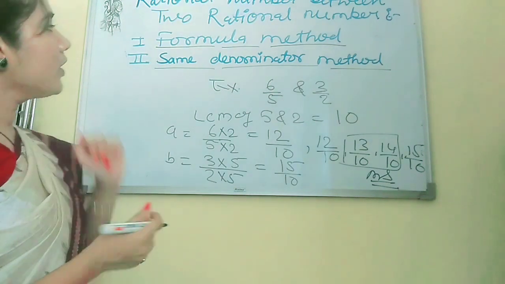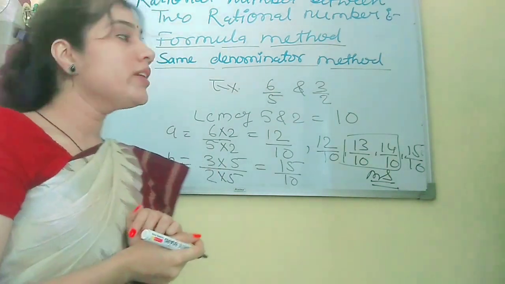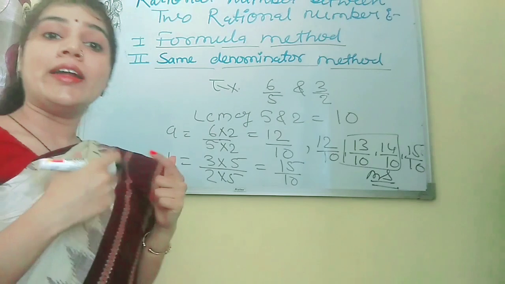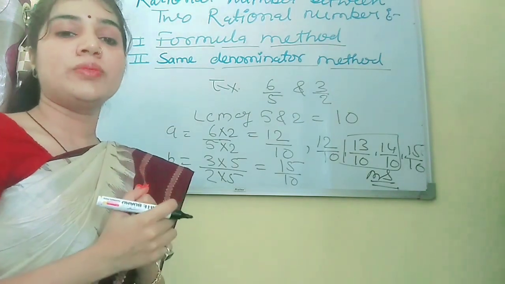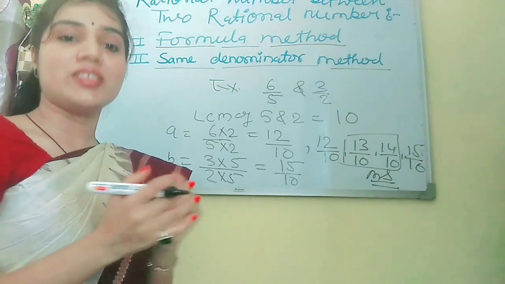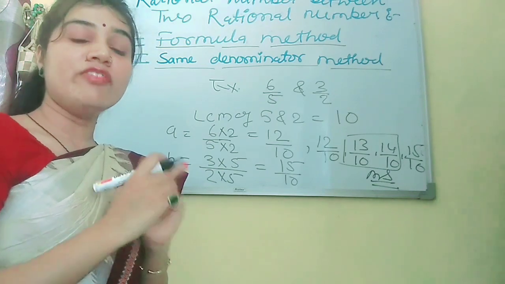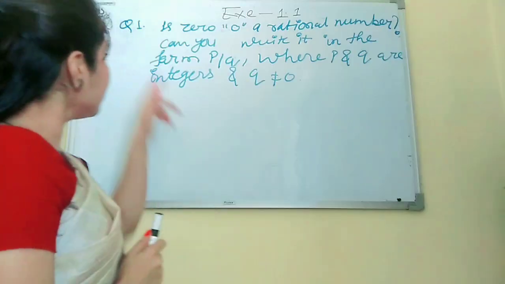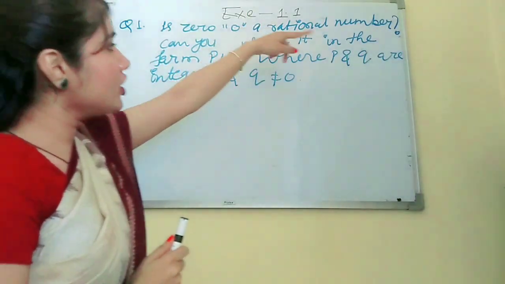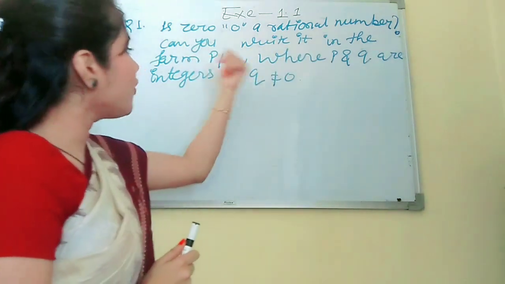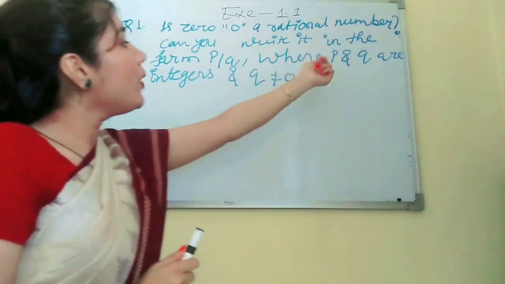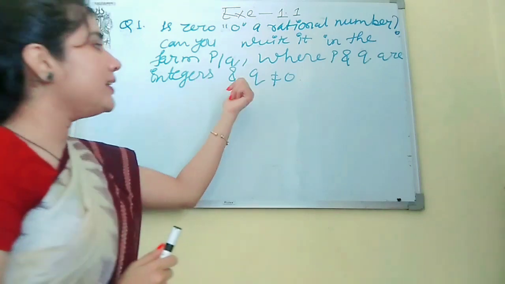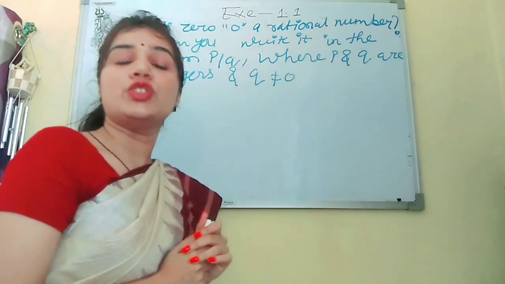Okay, so note down one more thing. An infinite number of rational numbers can exist between two rational numbers. Okay, infinite number. Now the first question is: is 0 a rational number? Can you write it in the form p by q, where p and q are integers and q is not equal to 0?